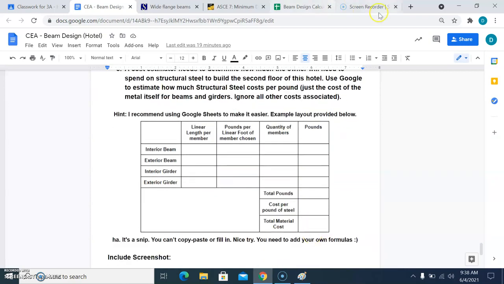Do a very quick Google search for cost per pound of steel. You can literally type that into Google and get a value, and then you multiply those 2 values together, and then you can get the total cost of the steel that you need. And that concludes this video.